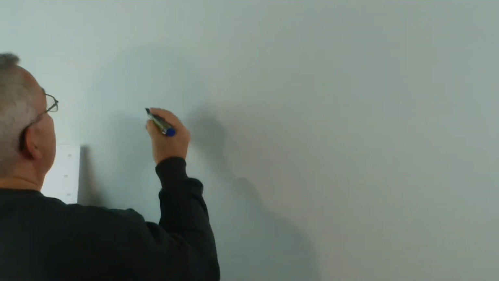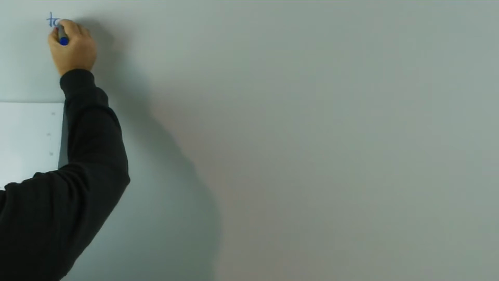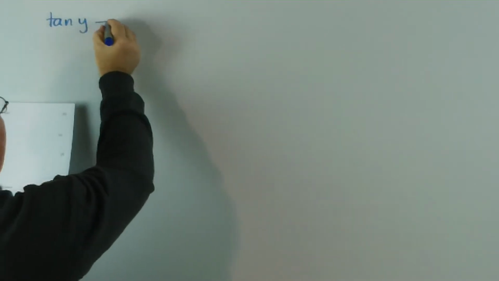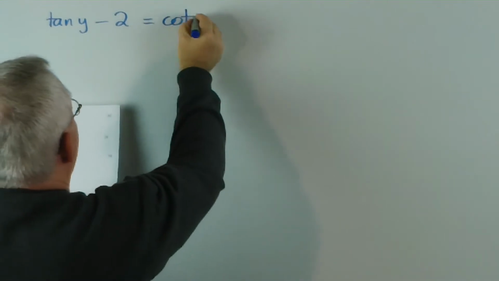I've already, if you've been following the series, proven 2 trigonometric identities. This is now the first of 2 videos where I solve trigonometric equations. And the first one that Danishan gave me is this: to solve tan y minus 2 equals cot, or the cotangent of y.